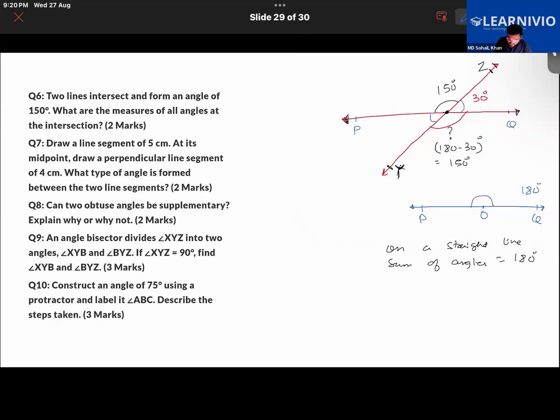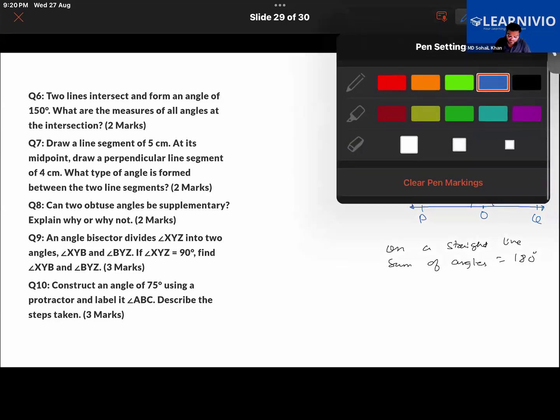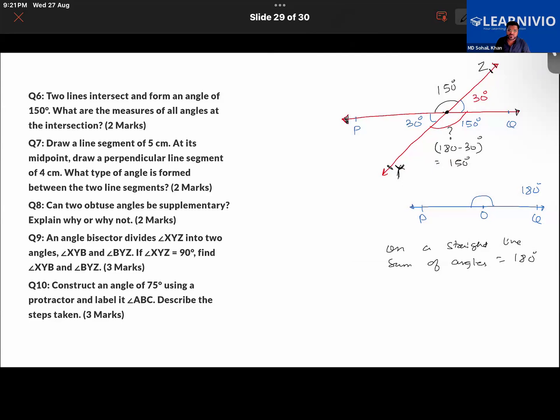Okay. That is 150. So if this is 150, what about this one then? Again, you talk about the straight line PQ. If that's 150, this is going to be 30. So haven't we found all the angles here? 150, 30, 150 and 30. Tell me if there's anyone here in the batch who is not getting this question. I'll explain it again then.